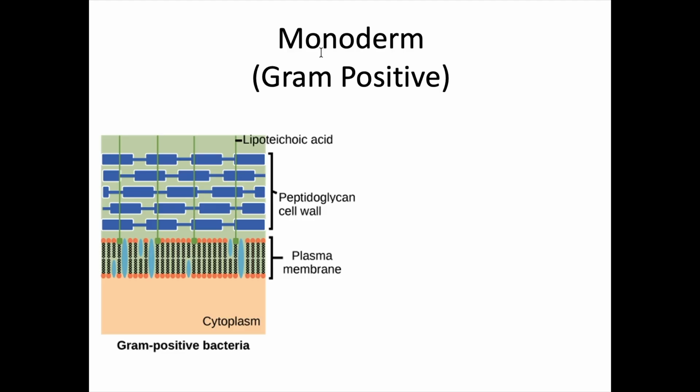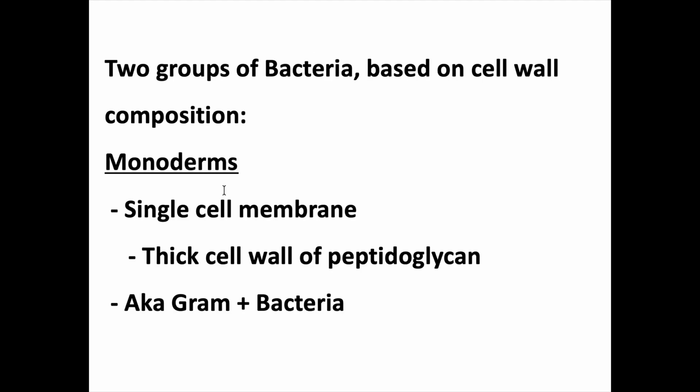But monoderms or gram-positive bacteria have, well, mono means one, derm means skin. They've got one skin. They've got one cell wall. There's their cytoplasm. There's their plasma membrane. Here's a thick cell wall made of peptidoglycan. One skin. And yep, single cell membrane, thick cell wall of peptidoglycan. These monoderms are also known as gram-positive bacteria.